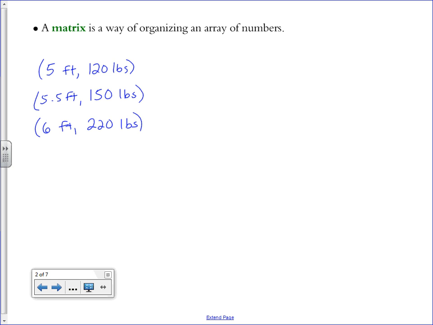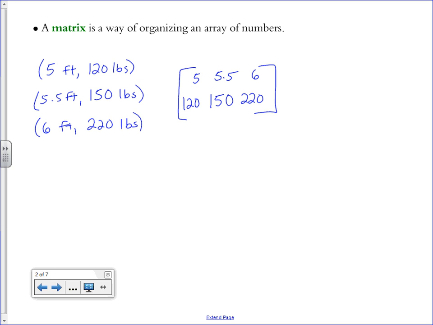You could arrange these numbers in a matrix by opening up a square bracket, and in our first row, we'll put everyone's height, 5, 5.5, and 6. And in our second row, underneath those, we'll put the corresponding weights. And this is what a matrix looks like.